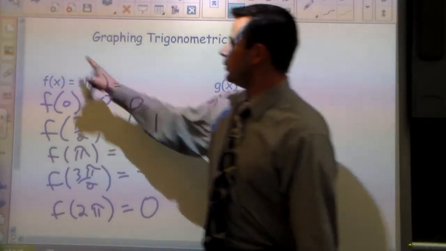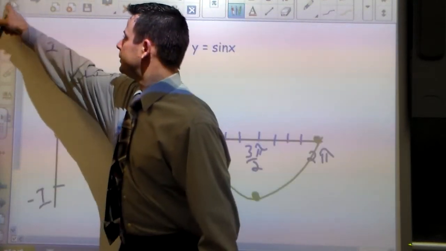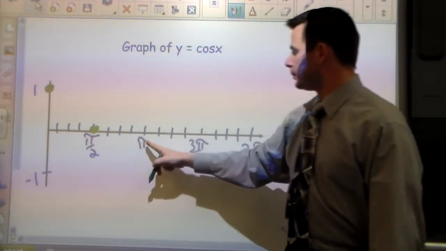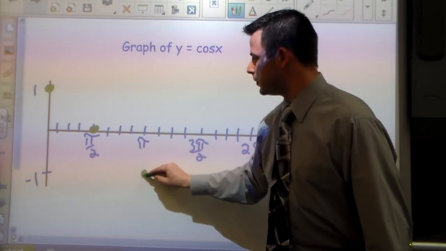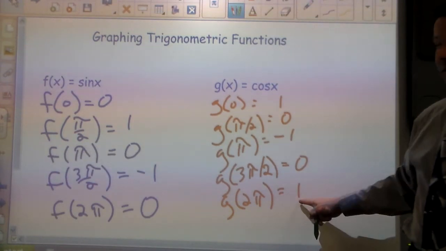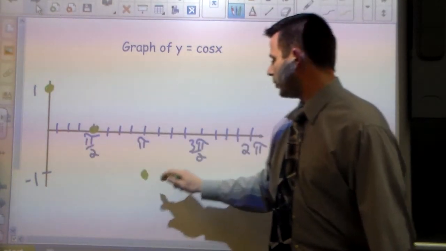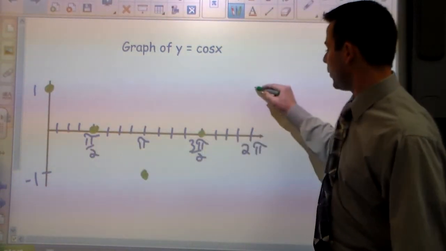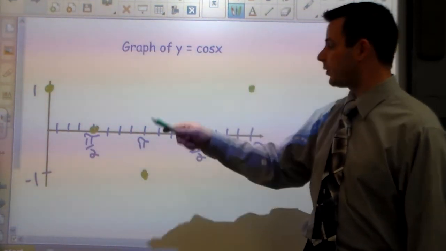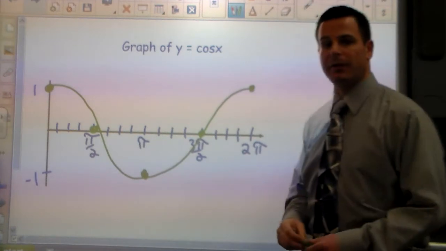G of pi over 2 is 0. So when x is pi over 2, cosine is 0 on the y-axis. G of pi is negative 1. So when x is pi, we're down at negative 1. And then our next y value is 0, and our last y value is 1. Once you get the first couple, you should have the pattern. 1, 0, negative 1, 0, 1. And we're only plotting at quadrantal angles here. So now, just like the graph of sine, make it look smooth. Here's the graph of cosine.